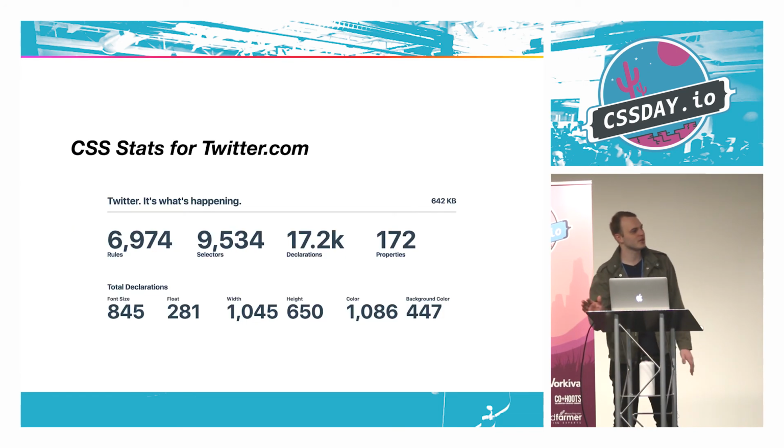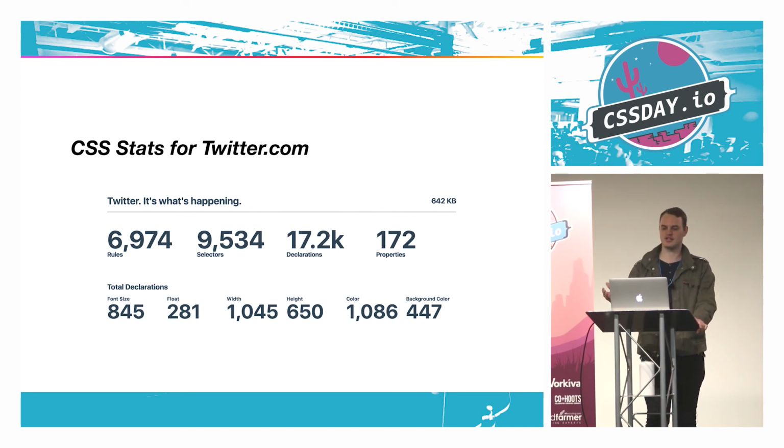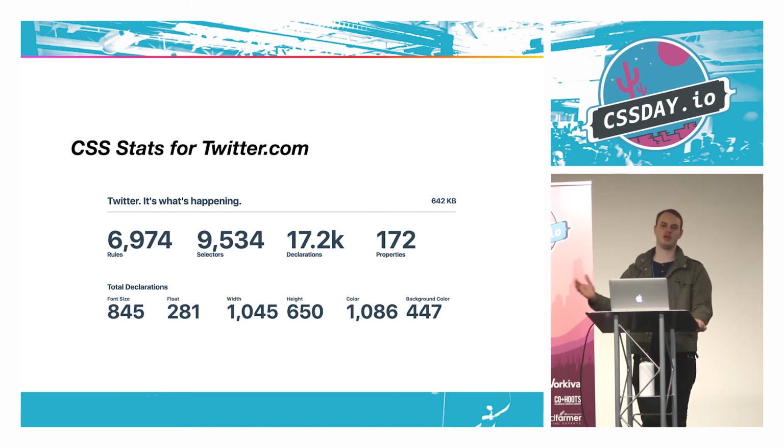So not to troll on Twitter, it's probably my favorite digital product, but I'm going to troll on Twitter for a little bit. So this is the CSS stats for twitter.com. So if you go to cssstats.com and type in a URL, it will give you an output of statistics about the website that you're looking at. And so this is looking at their CSS in particular.